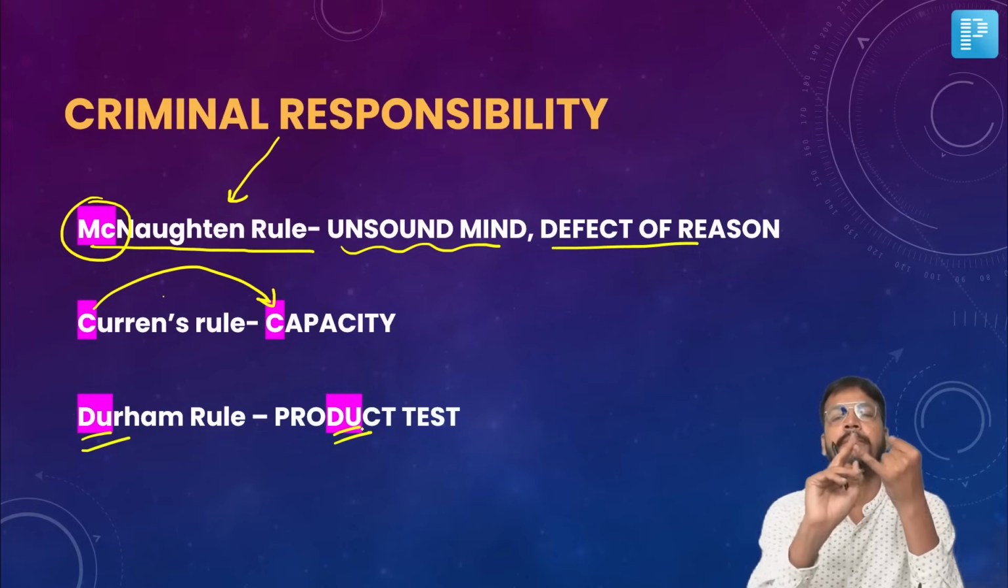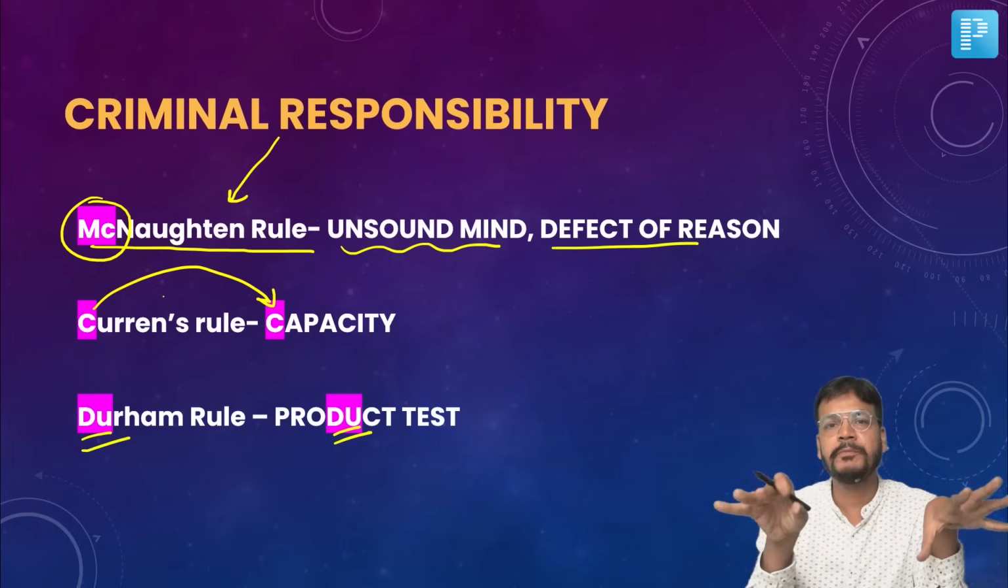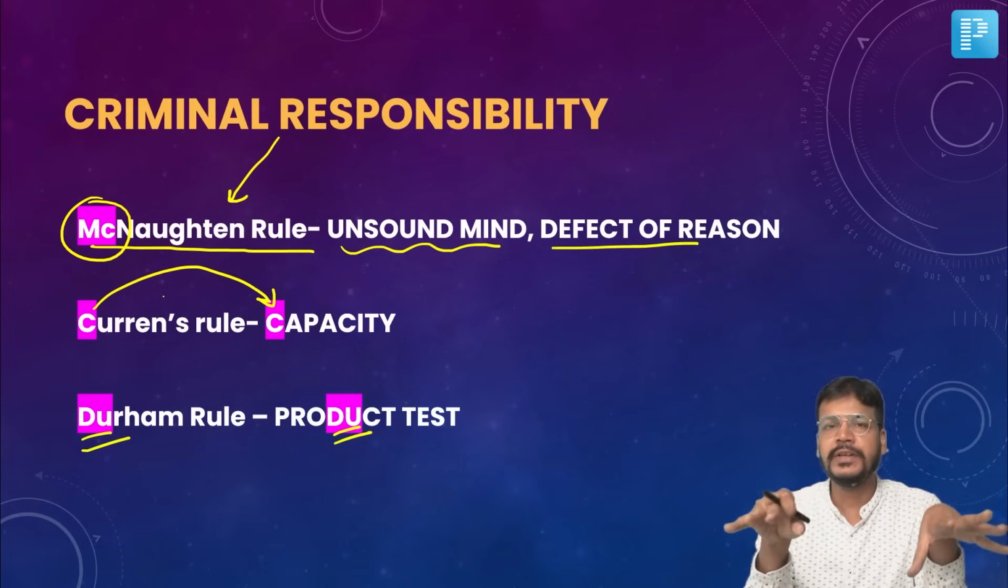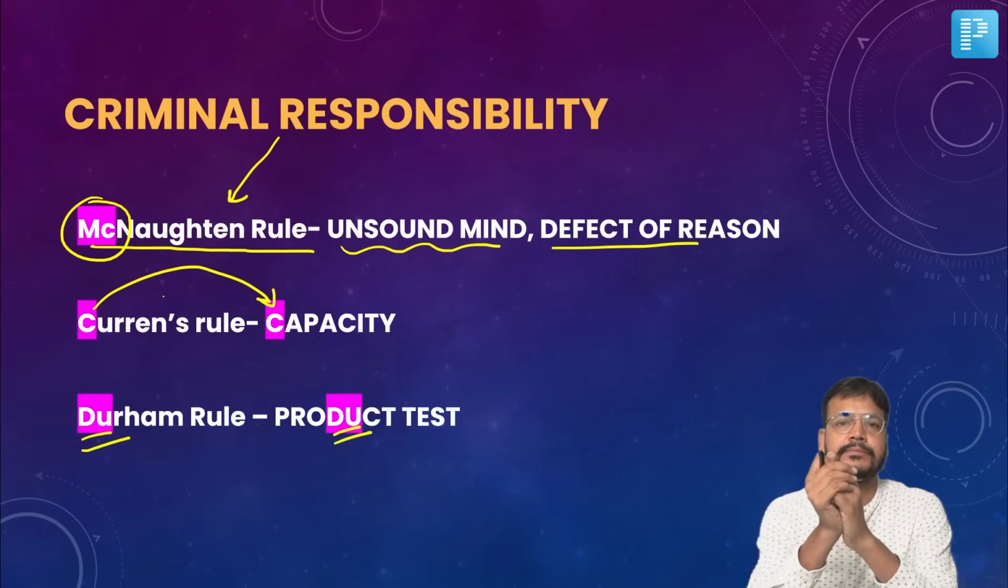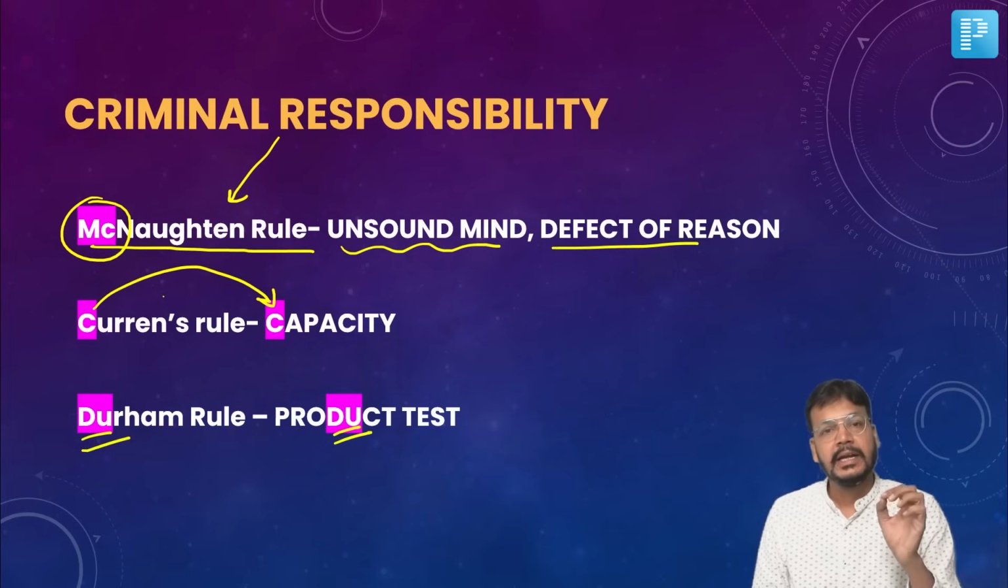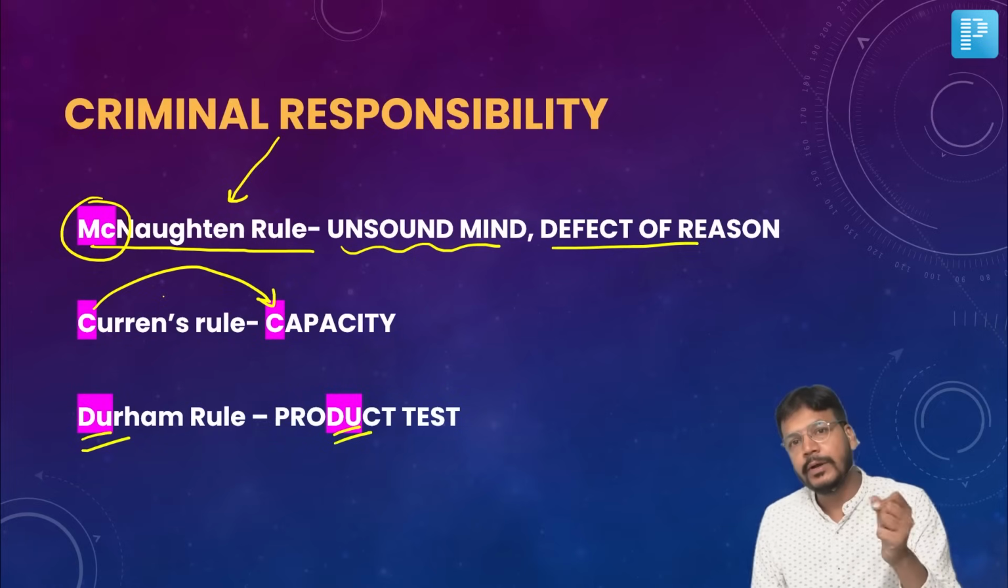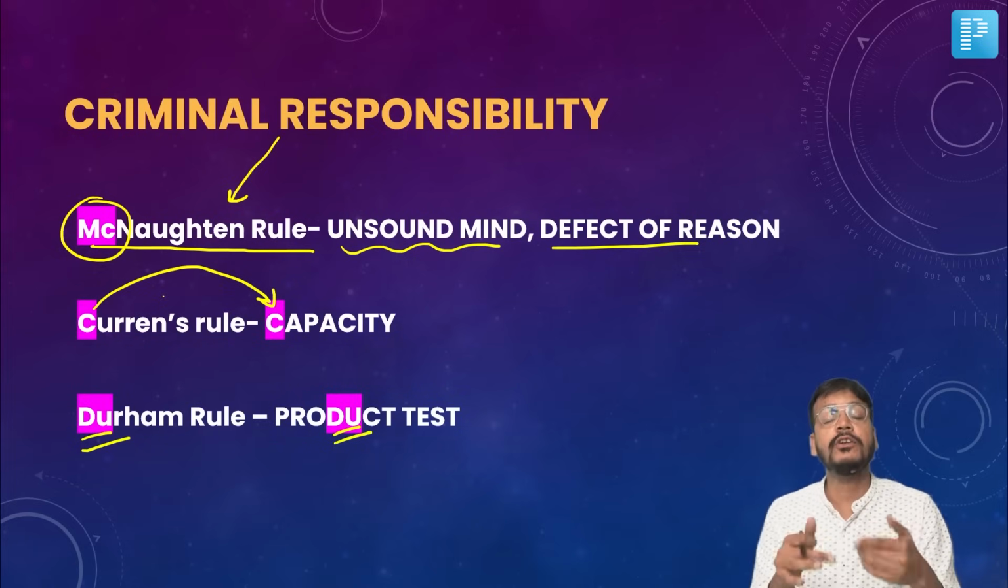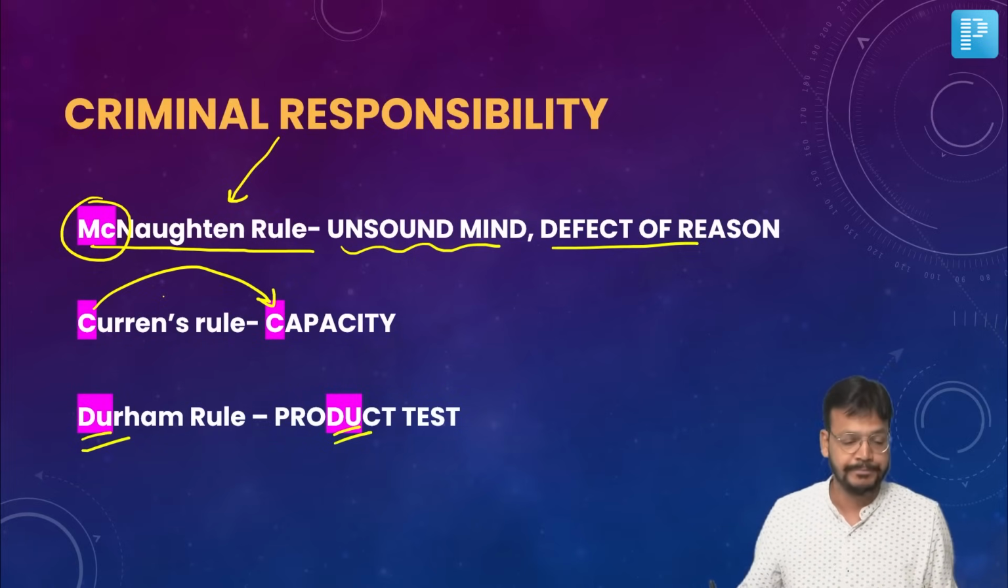How would you remember? McNaughton rule: unsoundness of mind is there, defect of reason is there, the person is not responsible. C, Curren's: C, capacity is lost, mental capacity is lost. DU, Durham's, DU product, product of mental disease. This is Durham's criminal responsibility.